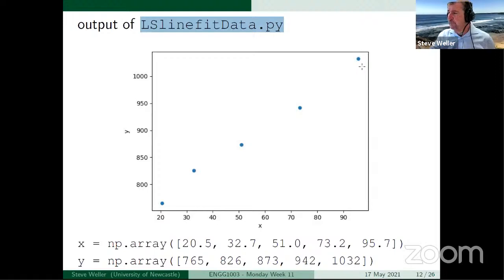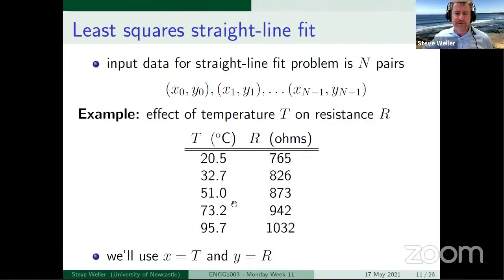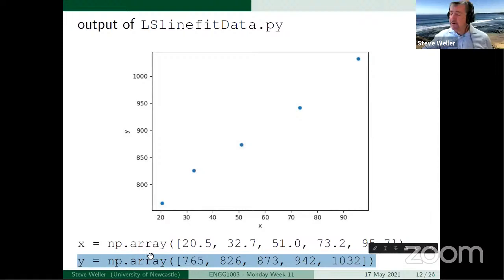So you can see here where we define the X data, it's the temperature, 20.5, 32.7, and so on up to 95.7. It's the first column of the data here. And the second array, the Y array, is a NumPy array. It's the measured electrical resistance ranging from 765 up to 1032. And there it is in tabular form on page 11.